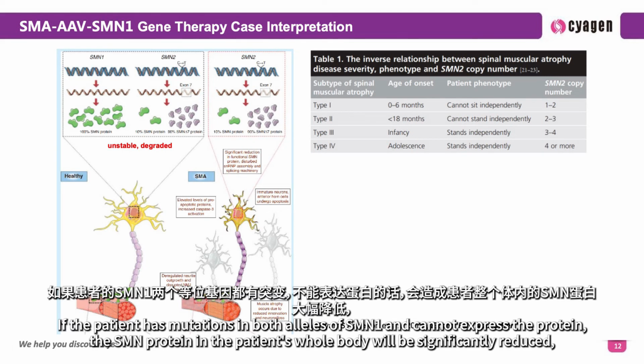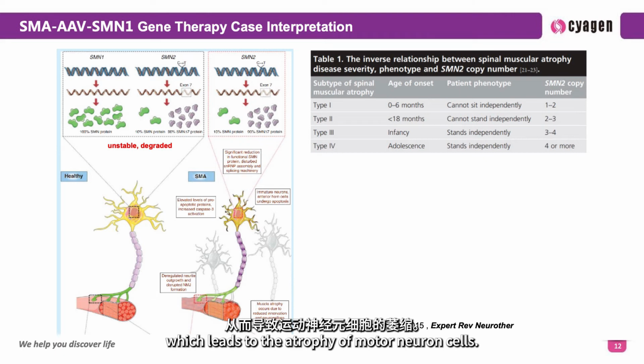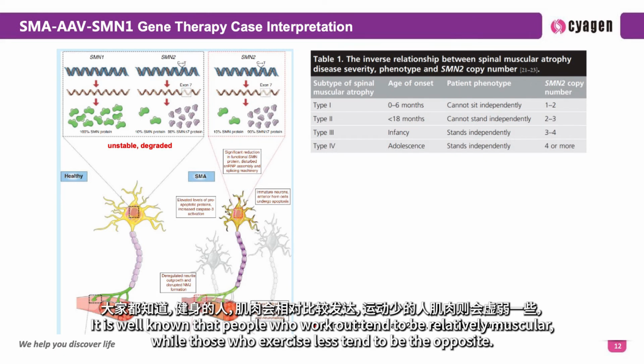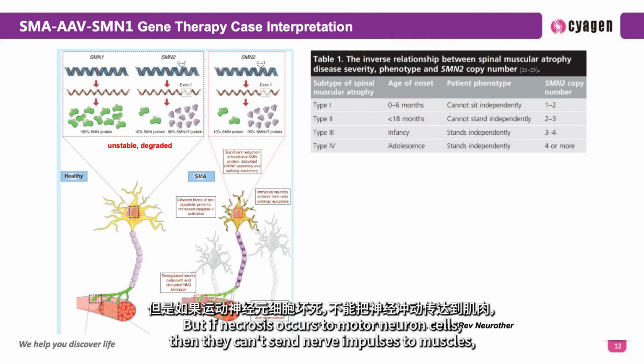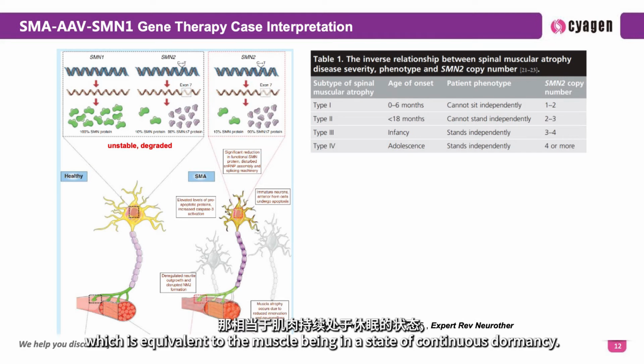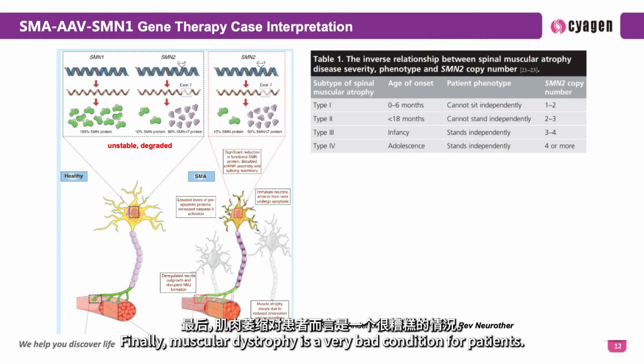If the patient has mutations in both alleles of SMN1 and cannot express the protein, the SMN protein in the patient's whole body will be significantly reduced, which leads to the atrophy of motor neuron cells. It is well known that people who work out tend to be relatively muscular, while those who exercise less tend to be the opposite. But if necrosis occurs to motor neuron cells, then they can't send nerve impulses to muscles, which is equivalent to the muscle being in a state of continuous dormancy. Finally, muscular dystrophy is a very bad condition for patients.